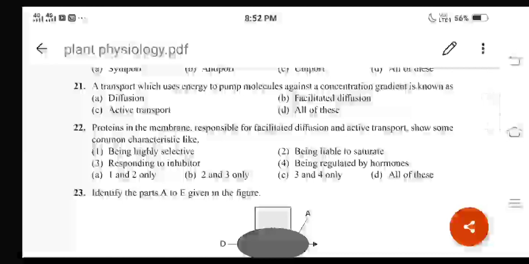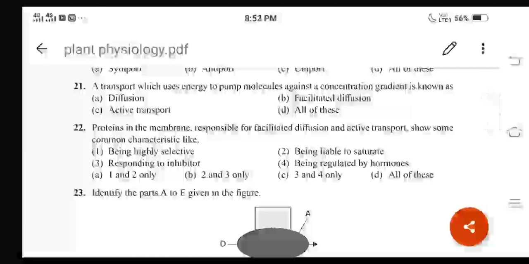Then question number 22, what is there? Proteins in the membrane responsible for facilitated diffusion and active transport. So some common characteristics like, okay, what are the common characteristics here? Four options are like this. One is being highly selective. Then second one is being liable to saturate. Then third one is responding to inhibitor. Then fourth one is being regulated by hormones, right?